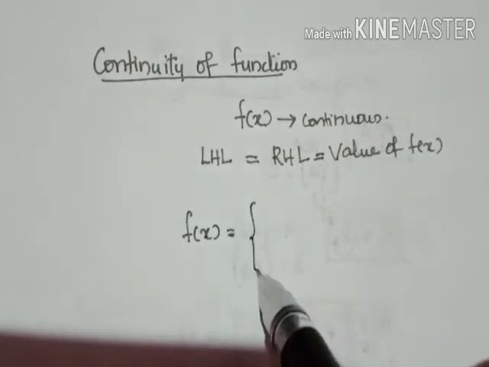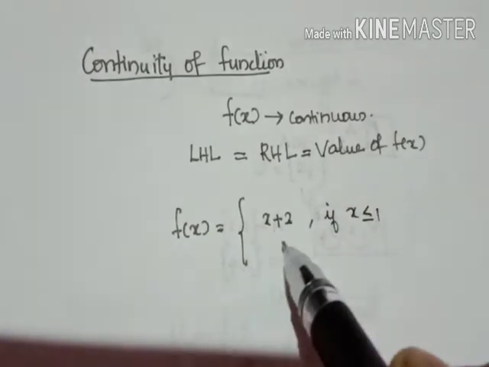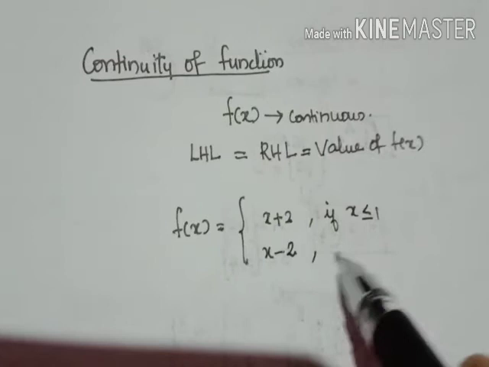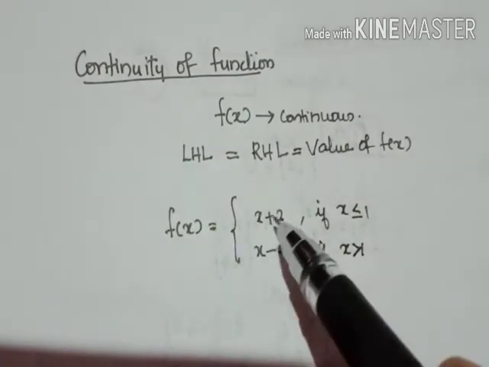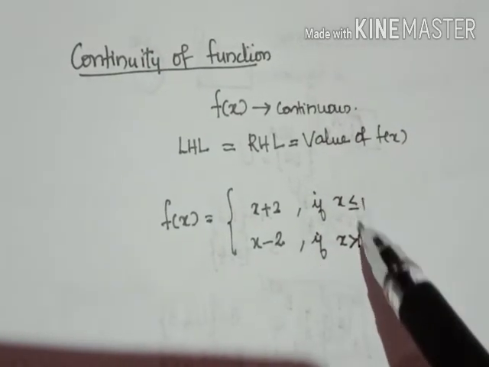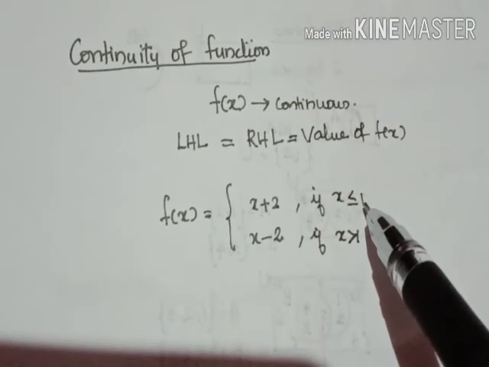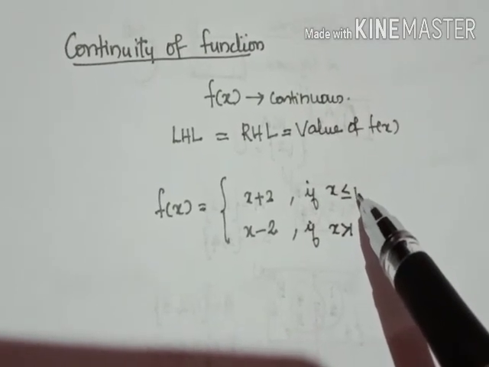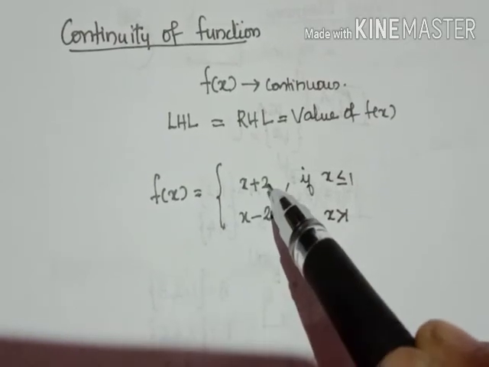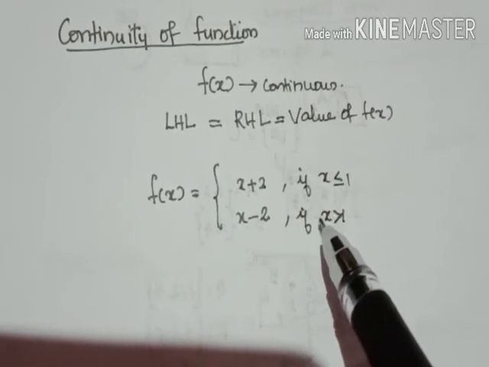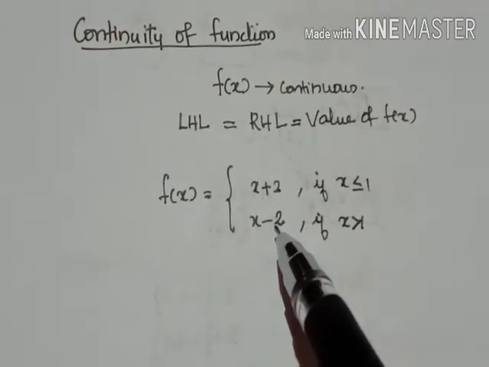f of x is x plus 2 when x is less than or equal to 1 and f of x equal to x minus 2 if x greater than 1. So here f of x is divided into 2 on the basis of this interval. The first interval is x less than or equal to 1, and f of x is defined as x plus 2. For all values of x more than 1, f of x is defined as x minus 2.